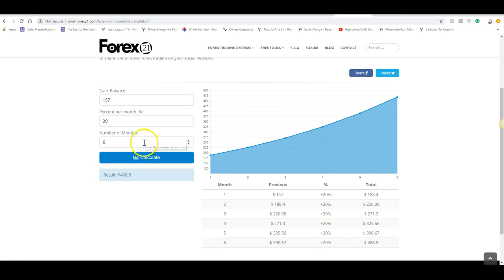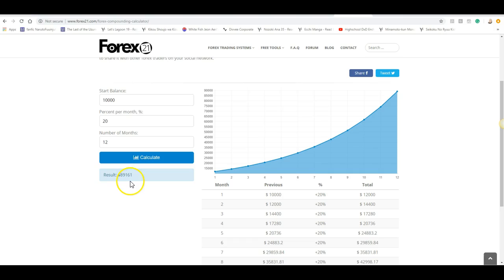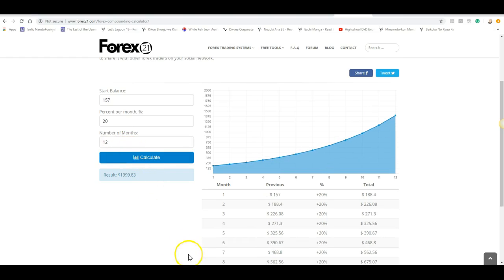Basically it's not really making a lot per month when it comes to dollar amount, but 20% is a very high percentage. Just imagine if you had a $10,000 account and you grew that for 6 months, it'll end up hitting $29,000 in 6 months. And then in 12 months, it'll be at $89,000. So my $157 in 12 months should be at $1,399.